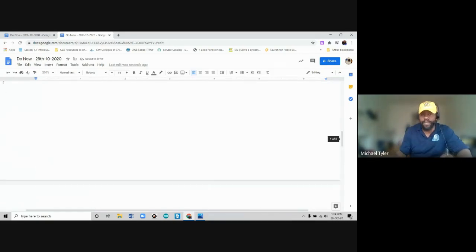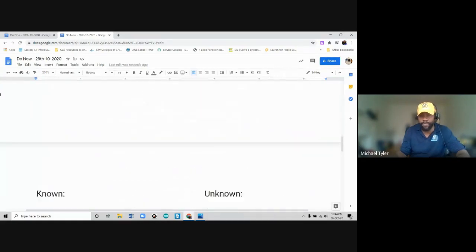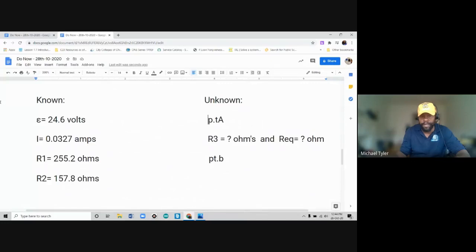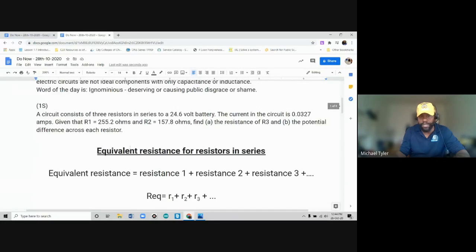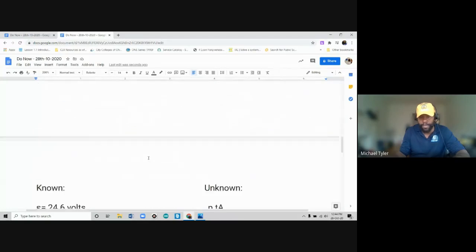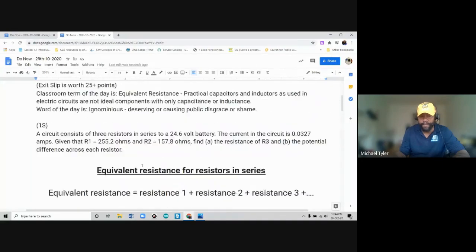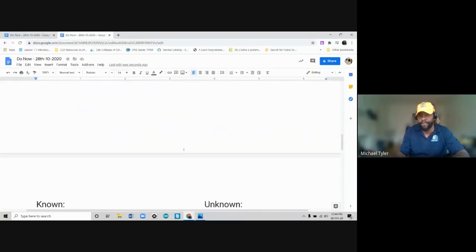Let's go up and see what we have, if it matches the problem. So the first resistor is 255.2 ohms. Let's see what Lisa put. And yep, she got the first resistor right. Resistor 2, she said it should be 157.8 ohms. She got that right. And then did it give us the current? Why, yes, they did. The current in the circuit is 0.0327. She put that in there.